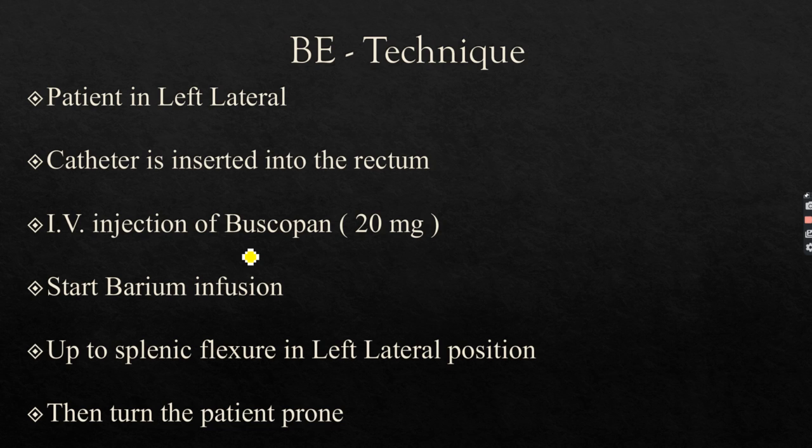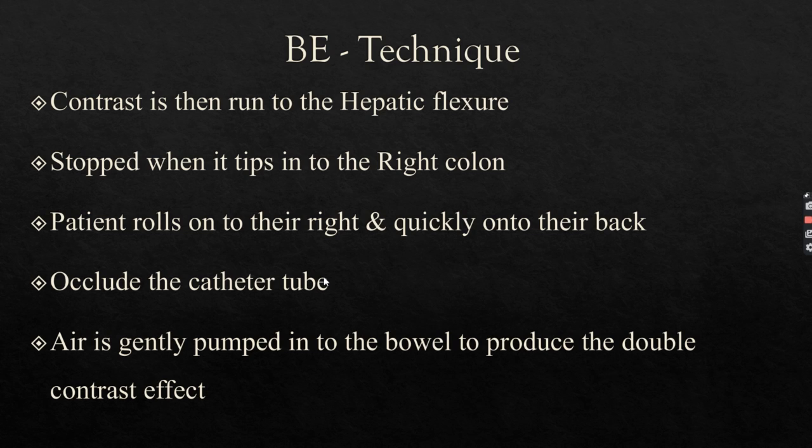Give an IV injection of Buscopan 20 mg, an antispasmodic. So start the barium infusion up to the splenic flexure in left lateral position. Then turn the patient prone. Contrast will run to the hepatic flexure. Stop the contrast when it tips into the right colon.